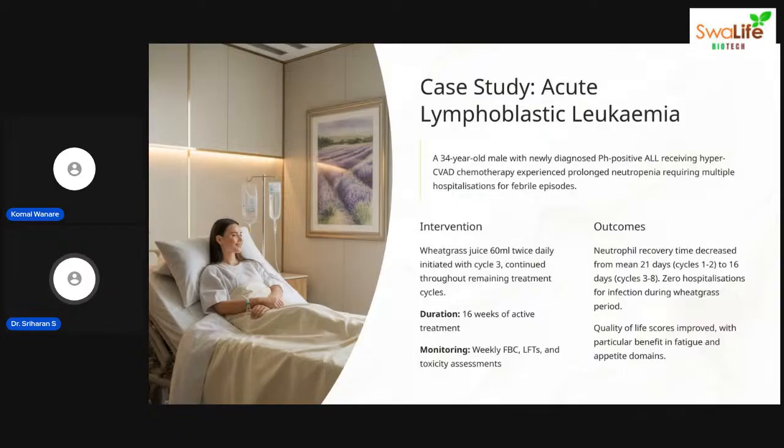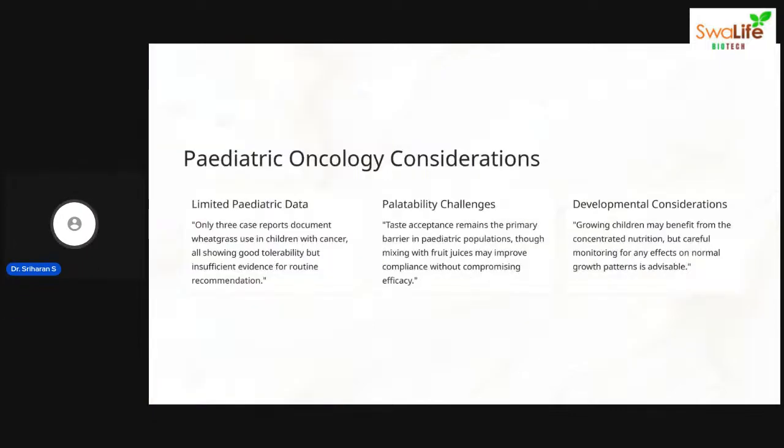Here the study is 16 weeks with the active compound. The monitoring level is weekly. They are monitoring FBC, LFT, and toxicity assessment. The outcome, like I said before, is that they reduce the neutrophil count. The neutrophil count is the major factor, and wheatgrass shows a good effect on that. So that is the case study example on lymphoblastic leukemia.